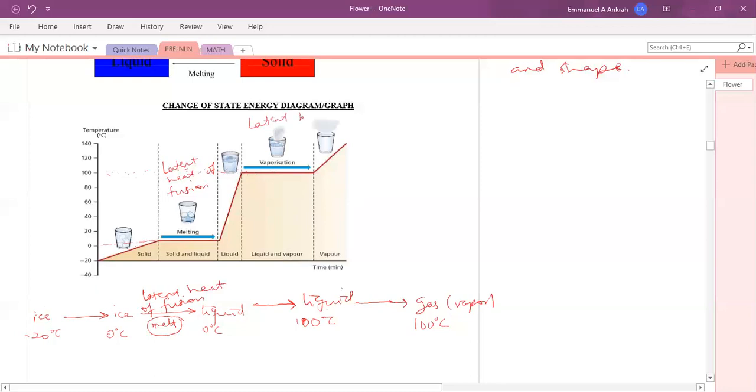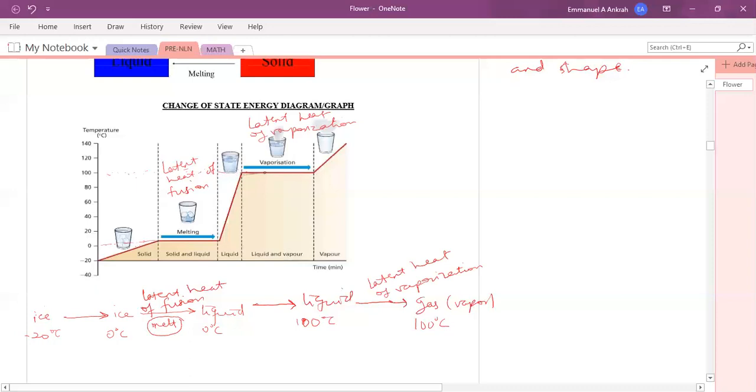of vaporization. Okay, that's what's occurring here. So this here is a latent heat of vaporization. All right. So all the energy is used to break the bonds. So the temperature doesn't increase for some time, it stays at 100 for some time.